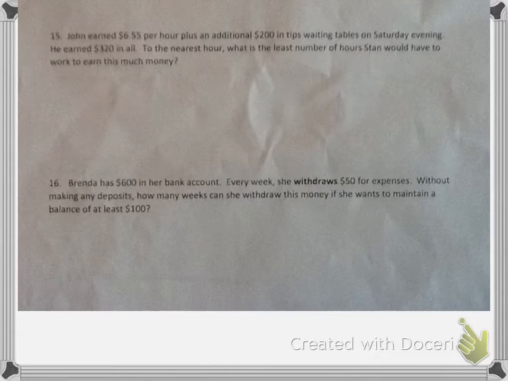Alright, this is question 15 and 16 on the Unit 4 review. John earned $6.55 per hour plus an additional $200 in tips waiting tables on Saturday evenings. He earned $320 in all. To the nearest hour, what is the least number of hours Stan would have to work to earn this much money? Alright, so we've got to set this up in an equation.